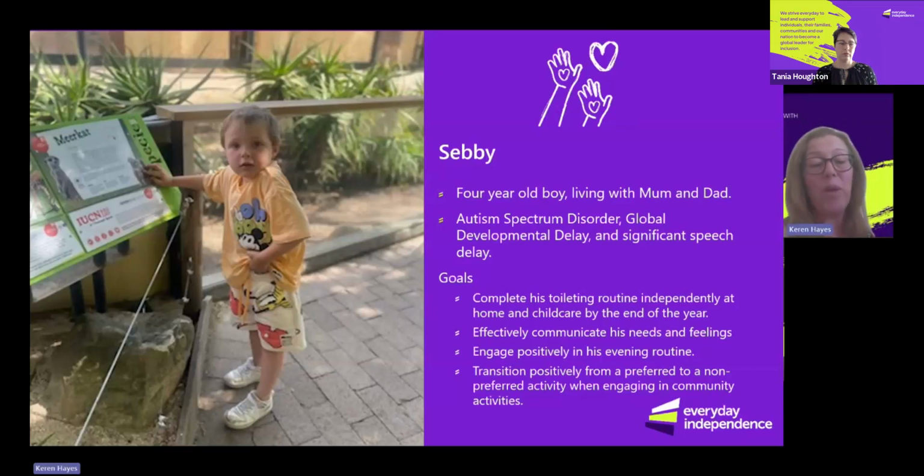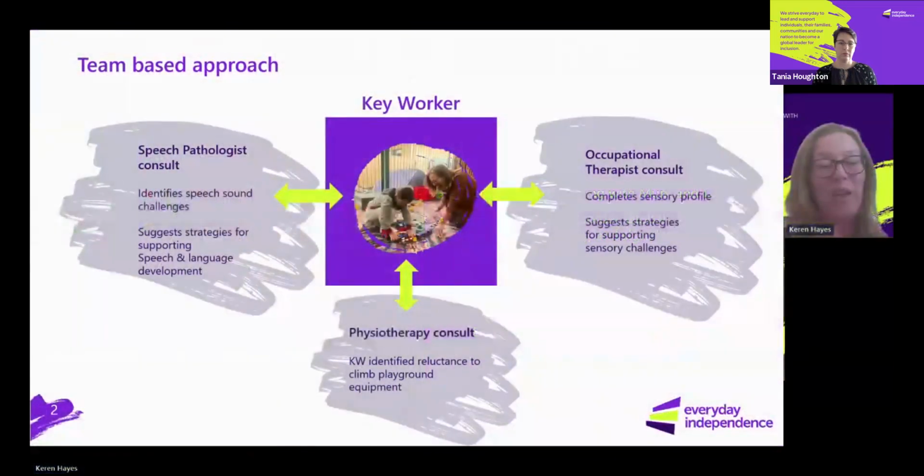So those are the things that we're working on. In my role as a key worker, I work as part of a team. I need my team of therapists around me to support the development of the child. In this case, I knew we needed input from our speech pathologist. He has a significant speech delay, and we wanted to work on strategies that I can support with at both home and childcare around his speech and communication.